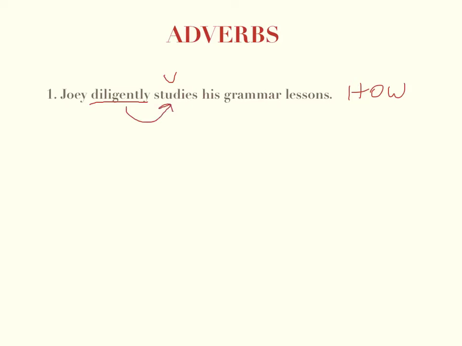All right, makes sense so far? All right, good. Let's take a look at another sentence. In this second sentence, often Joey earns good grades. Our adverb is often, and it is modifying the verb earns. So often Joey earns good grades, and in this case it's answering the question when. When does Joey earn good grades? And the answer to that is often. And so that's how often is modifying the verb earns. It's answering when Joey earns good grades: often.